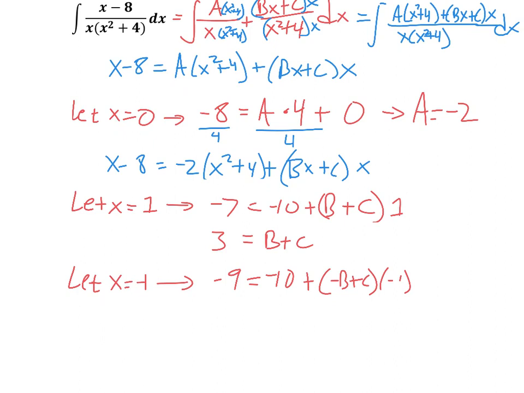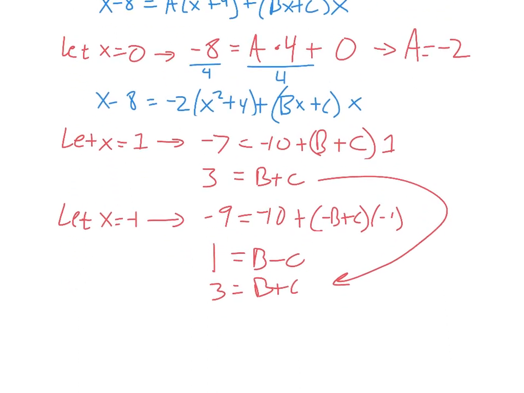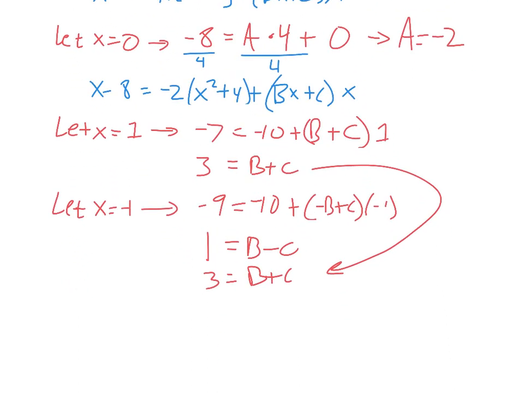And let's add 10 to both sides. That gives us 1. And distribute here. It gives us b minus c. Okay. So now we have these two equations. Let's copy this one down here. And we got a system of equations. And that's turned out pretty nice. So let's add the equations.